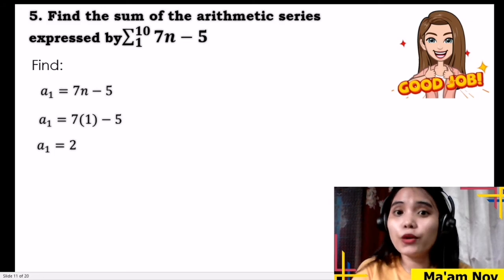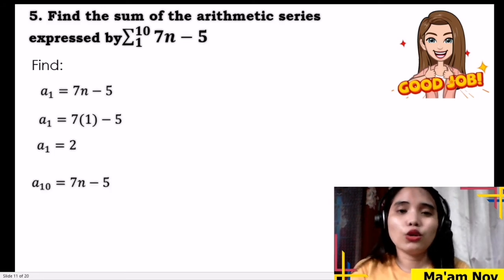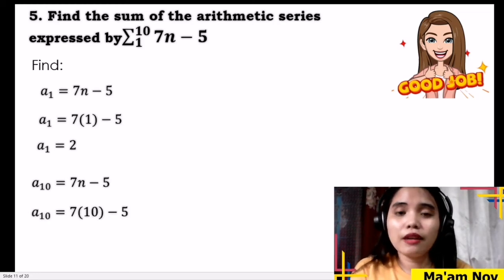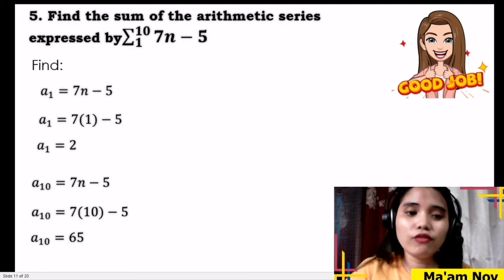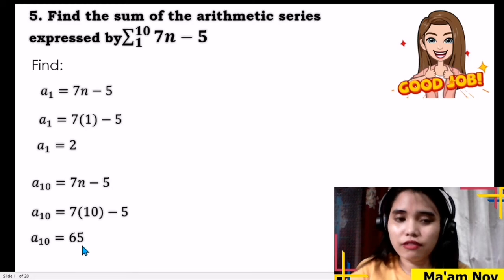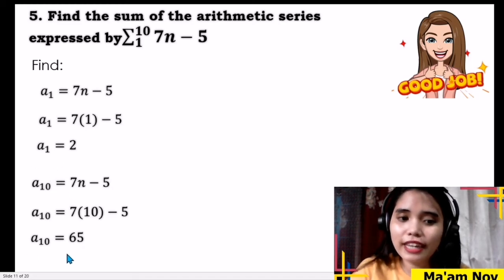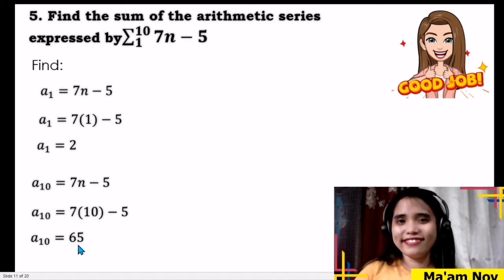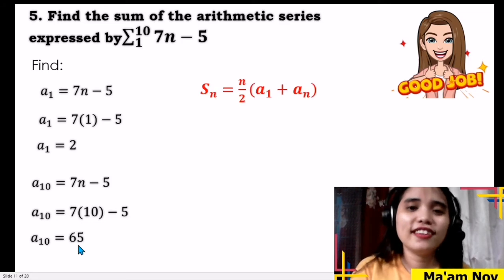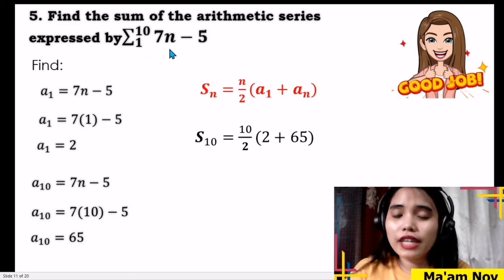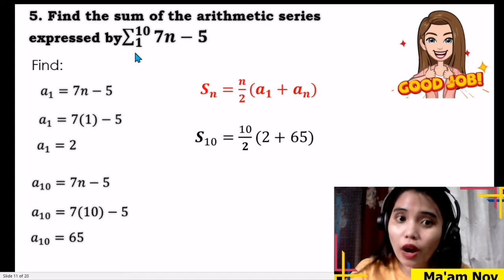Next, we will find our last term. So a sub 10 equals 7n minus 5. 7 times 10 minus 5 equals 65, because 7 times 10 is 70, minus 5 equals 65. So we now have our first term and last term. Which formula should we use, Formula 1 or Formula 2? That's right, Formula 1. We will just substitute, as S sub 10 still, because we will get the sum of 7n minus 5 as n goes from 1 to 10.